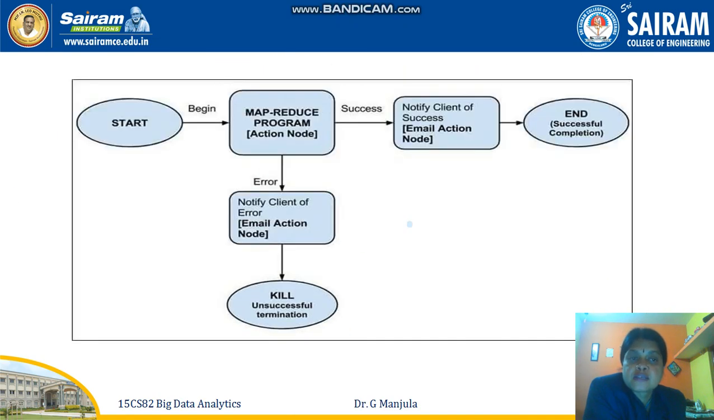You can see, if still not clear, once there is an error, it will notify the client of the error. That is an email action node. This is one more benefit. I am sending an acknowledgement, notifying the client that an error occurred, through the email action node. Then I can terminate unsuccessfully.